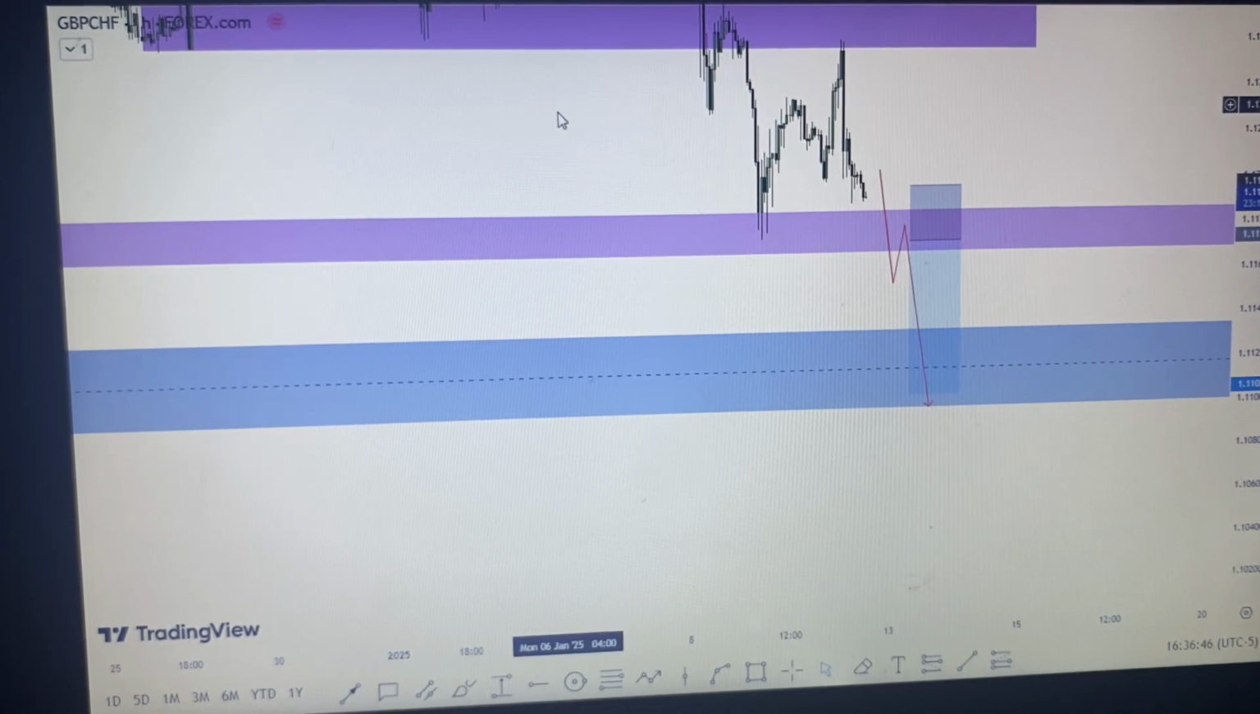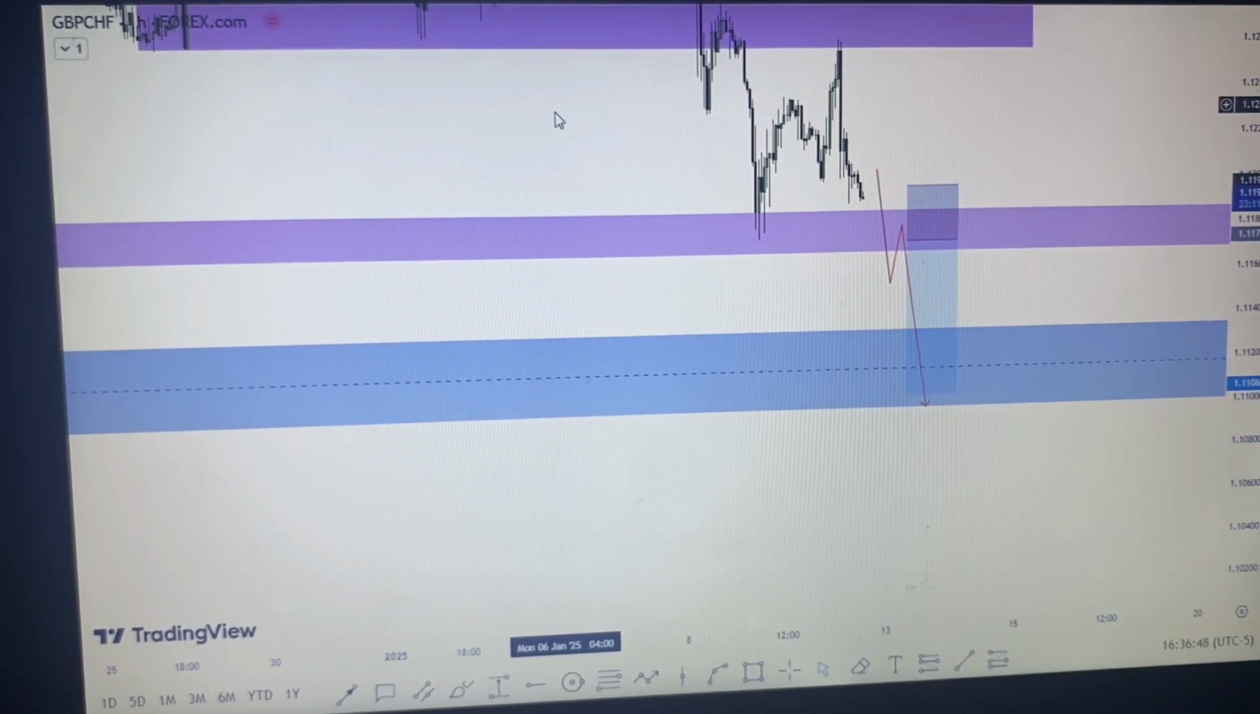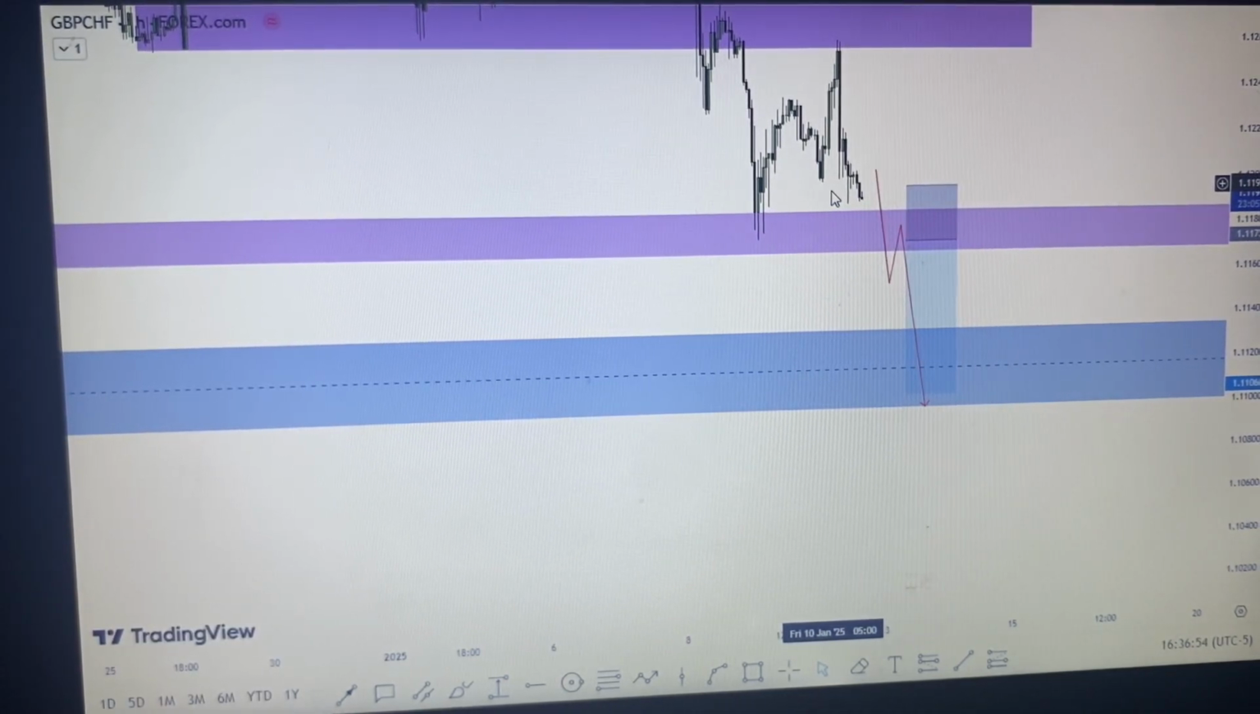Today is Friday. You can check it maybe. Today is the 10th of January. You can check it after 10 days to see how it has moved.